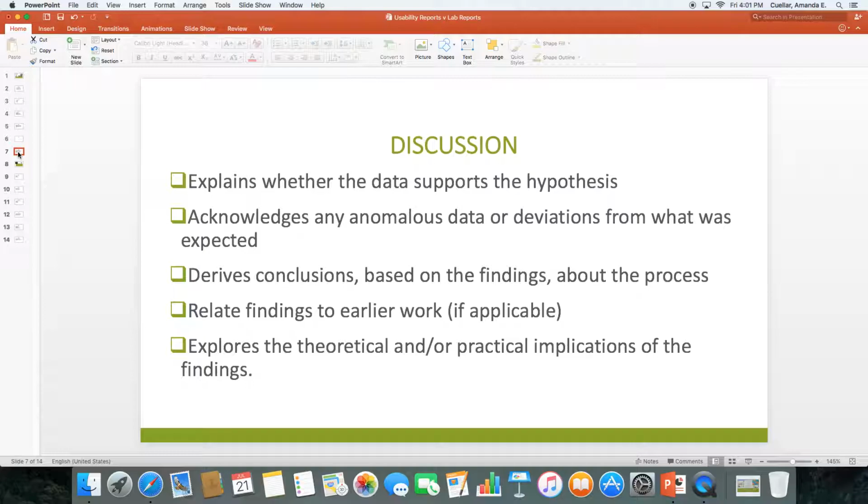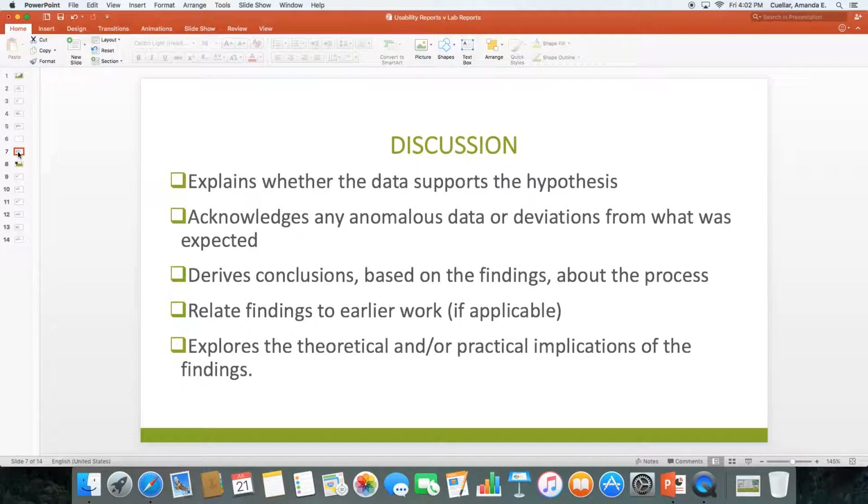The discussion section contains several parts. As a general rule, the discussion section should explain whether the data supports the hypothesis, acknowledge any anomalous data or deviations from what was expected, derive conclusions based on the findings about the process, relate findings to earlier work if applicable, and explore the theoretical and/or practical implications of the findings.